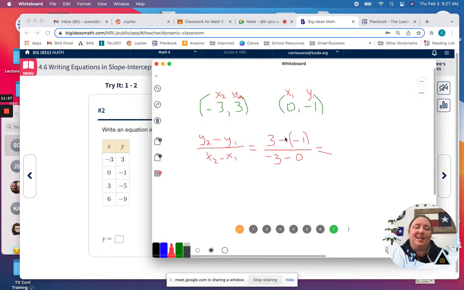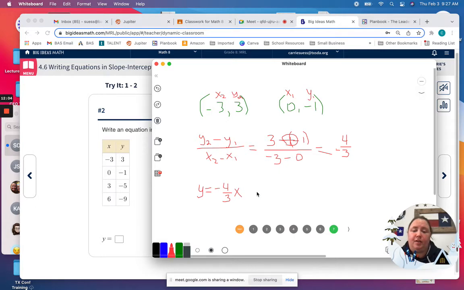Alright, so we have 3 minus a -1. When I have two negatives next to each other like this, it becomes a positive. So 3 plus 1 is 4. Excellent. And then I have 3 minus 0, which doesn't change. So I just have 3, right? Yes. So my slope is 4/3. So far I can say y equals 4/3 x. That's my slope.